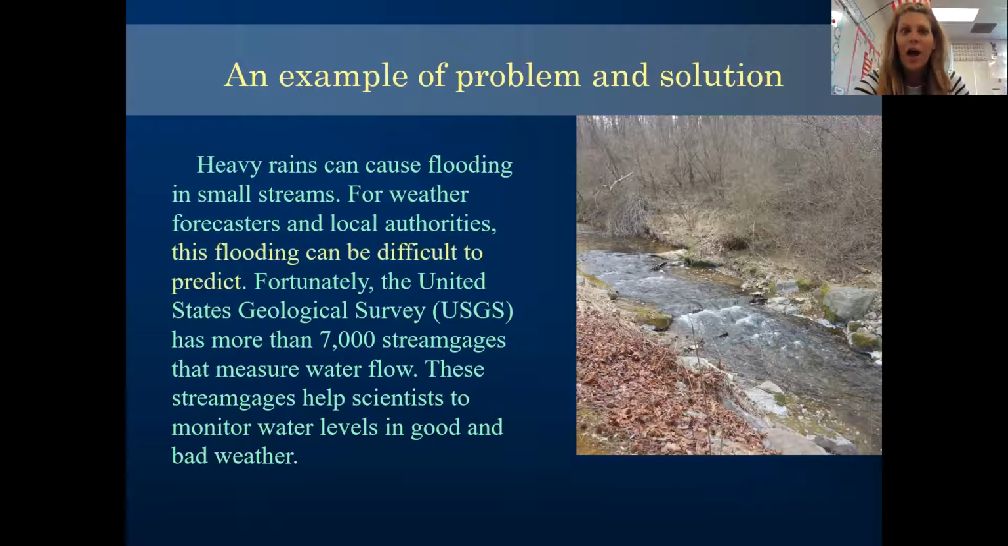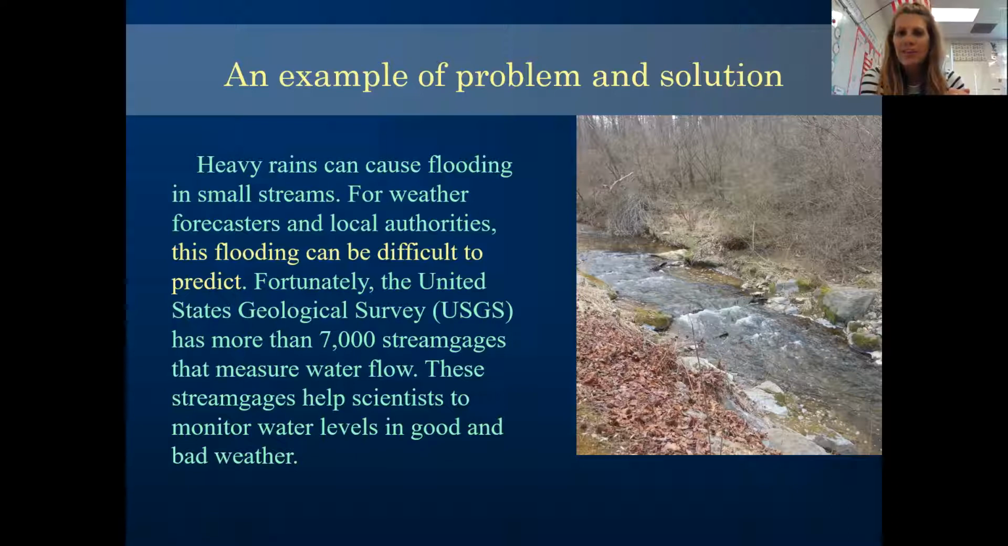Let's see. Flooding can be difficult to predict. Is that what you found? Hopefully. If not, let's keep practicing. So if our problem is flooding can be difficult to predict, which means we don't know when it's going to happen, what's the solution? How are they trying to fix that problem?